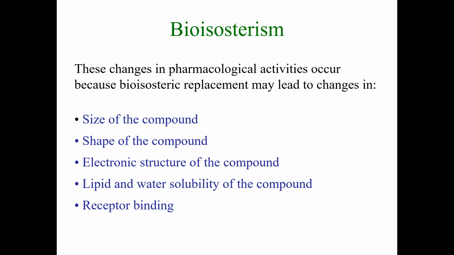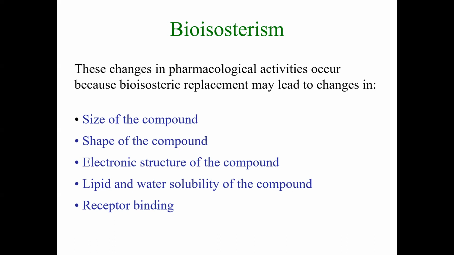So the reason why we do see some fluctuations in the pharmacological activity when you do bioisosteric replacements is that the size of the compound changes. So the compound may be too big, so then you don't see as good pharmacological activity because it can't bind as effectively to its biological target. The shape of the compound may differ. Again, then it may affect the way in which it binds to the active site. It may affect the binding interactions of the molecule.